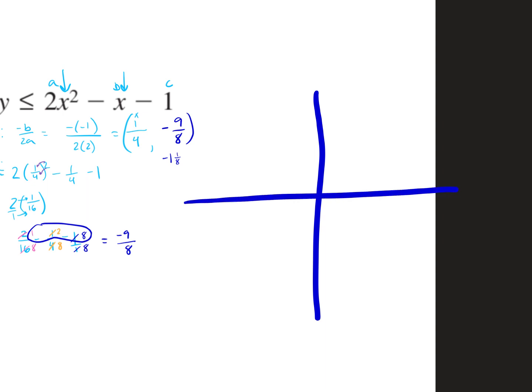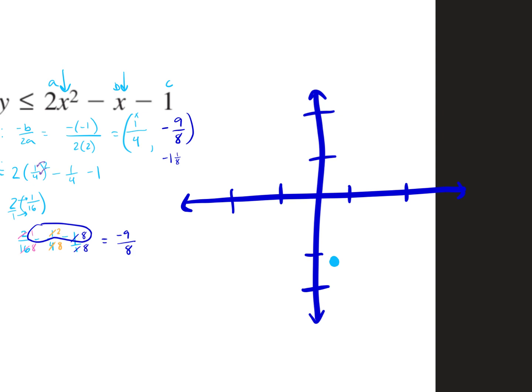So I'm going to draw my graph. I'm going to put my tick marks here, putting them far apart just because I do have fractions. Now I need to graph my vertex. So I'm going to go to the right 1/4 and down 1 and 1/8. So it'll be about there. So just a little bit past 1.